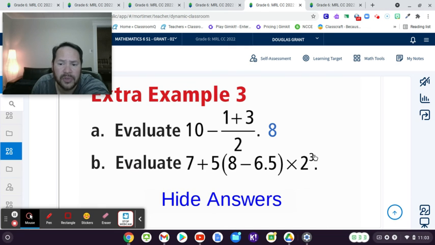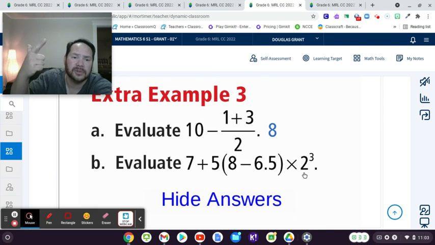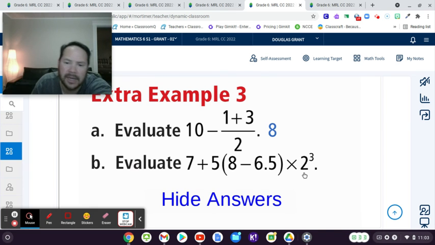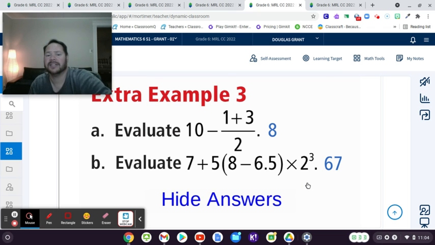Then we have to do 2 to the third. What is 2 to the third? Yeah, 2 to the third is 8 because it means 2 times 2, which is 4, times 2 again, which is 8. So now we got 7 plus 5 times 1.5 times 8. What's our next step? All right, so this addition will be done last. We have to do the multiplication next. So we're going to do the 5 times 1.5, which is 7.5, and then times 8. And then after we do that multiplication, we're finally going to add 7 to get a final answer of 67.